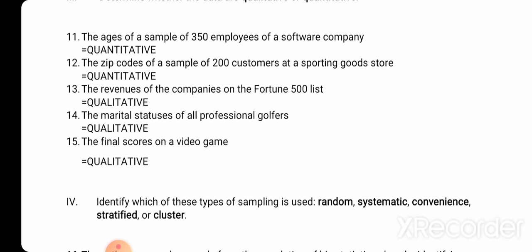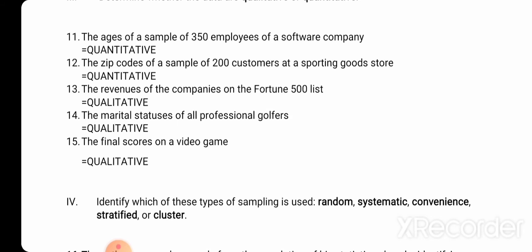And on number 14, the marital status of all professional golfers. So they are not talking about numbers, but the marital status of professional golfers. So that is qualitative.